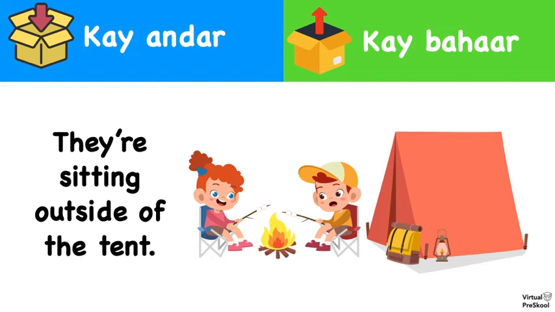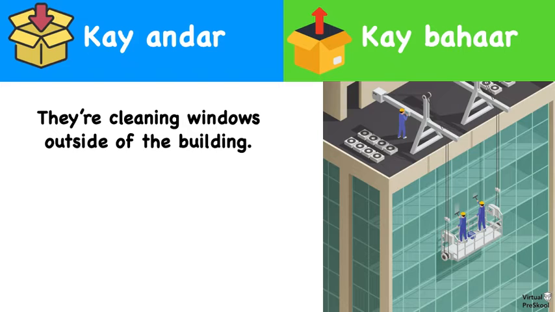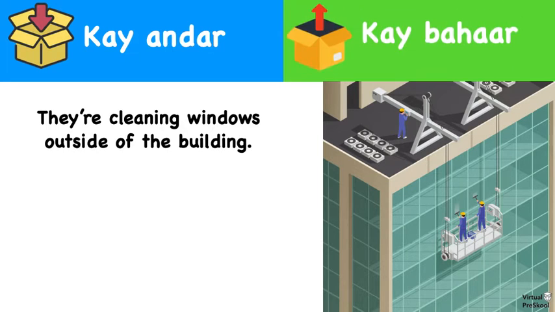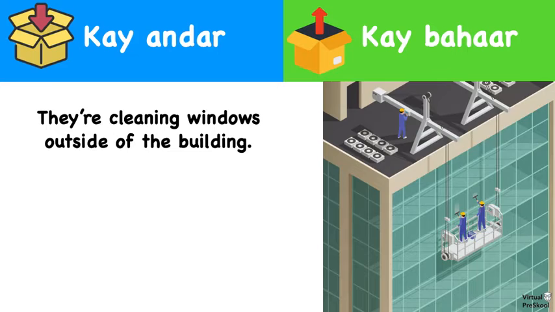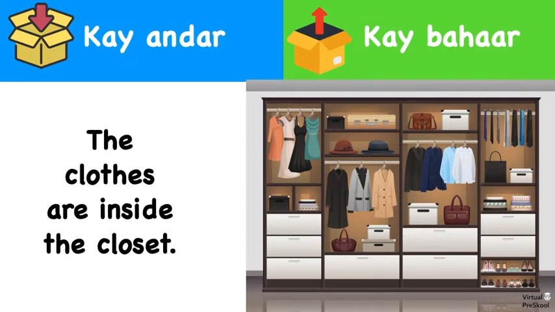So let's do some practice problems. They're sitting outside of the tent. Would that be ke andar or ke bahar? That would be ke bahar, right? Because it's outside of. They're cleaning windows outside of the building. Is that ke andar or ke bahar? Ke bahar, right? Because it's outside of. The clothes are inside the closet. So would that be ke andar or ke bahar? Ke andar, right? Because it's inside of.